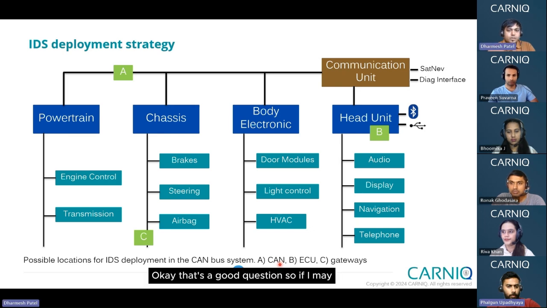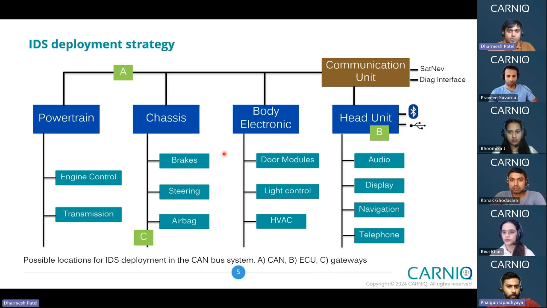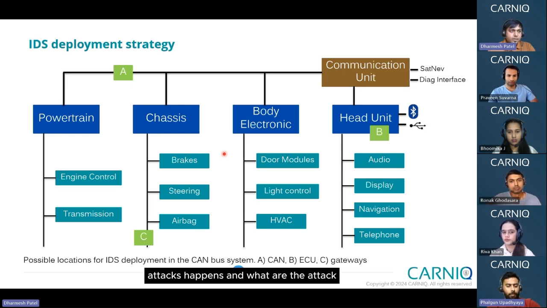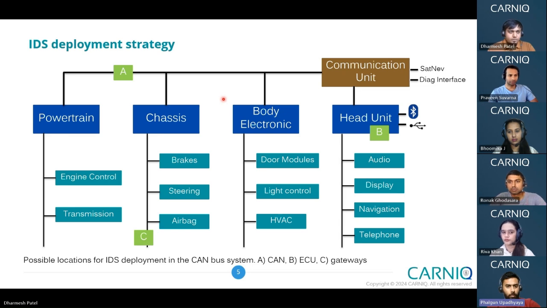Okay, that's a good question. So if I may answer, how these points or locations are chosen is based on previous research on the CAN network, what attacks happen, and what attack vectors are identified. Based on that, these locations are chosen as the best places to deploy our IDS system. So if anyone wants to add on.